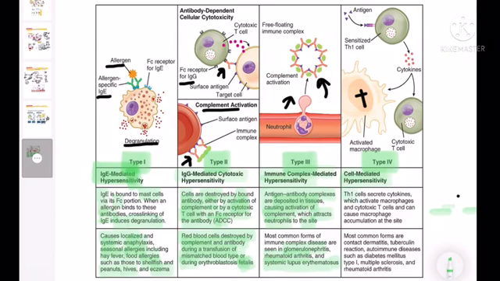Type 4 is mediated by T helper cells that secrete cytokines which activate macrophages and cytotoxic T cells and can cause macrophage accumulation at the site. The most common forms are contact dermatitis, tuberculin reactions, and autoimmune diseases such as type 1 diabetes, multiple sclerosis, and rheumatoid arthritis. So these are examples of the type 4 hypersensitivity reaction. Some reactions have both type 3 and type 2, sometimes type 3 and type 4. They have both like that.